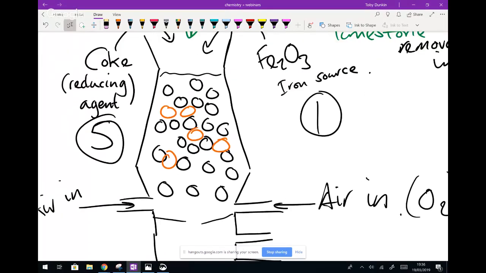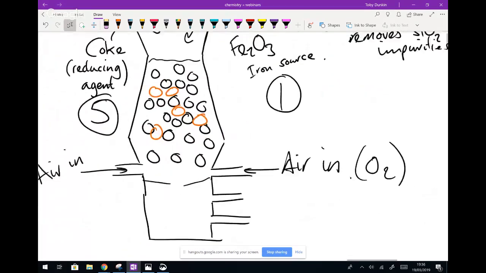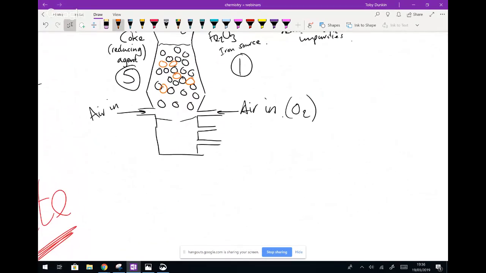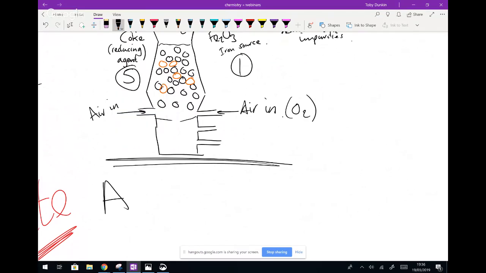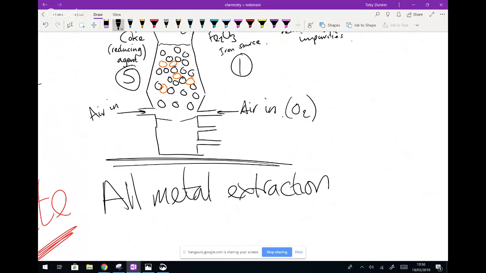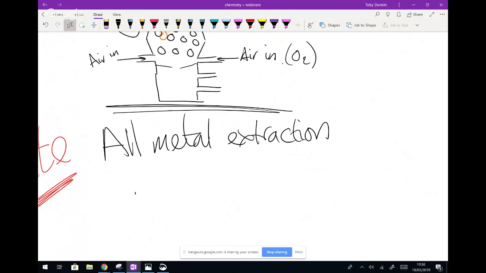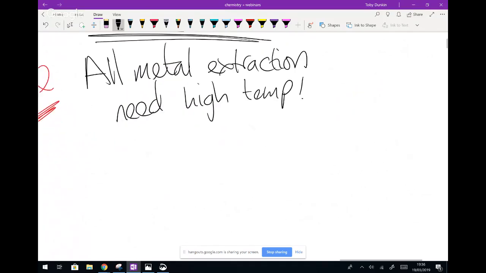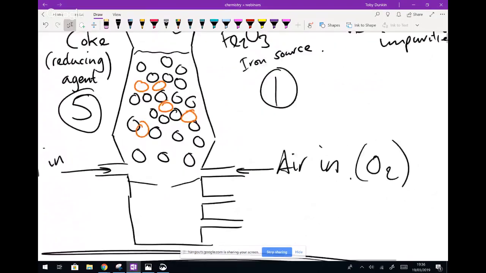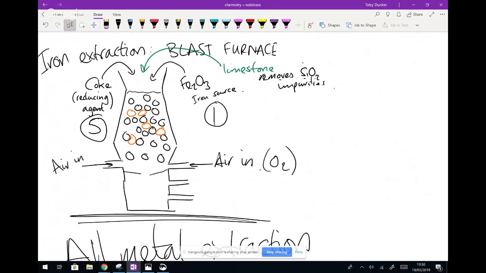So what's now going to happen in the process? This is what makes things tricky, because in order to extract metals, and this is a really important thing, all metal extraction requires high temperatures. All metal extraction needs high temps. This is just a fact. That high temperature usually comes from burning fossil fuels. However, in this case, they can get it from the blast furnace itself, because what they now do is set fire to it.